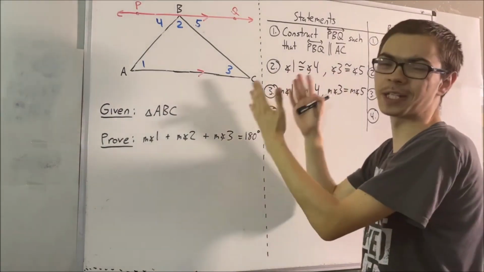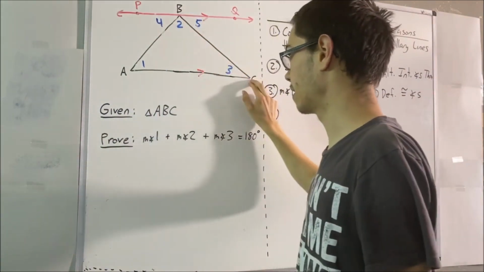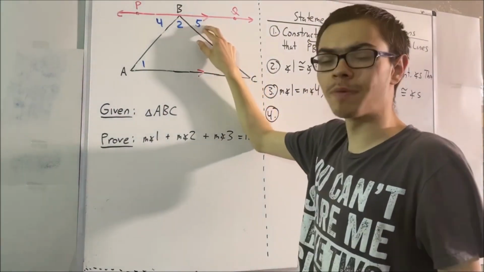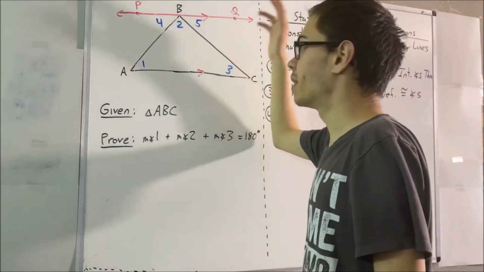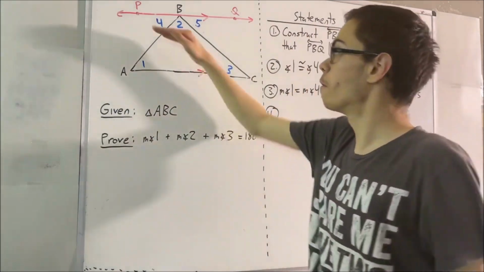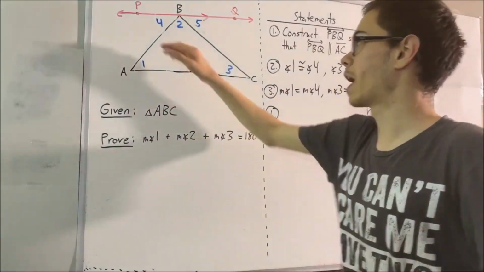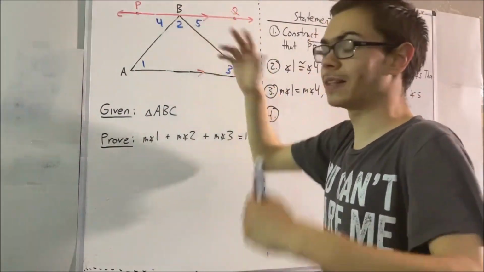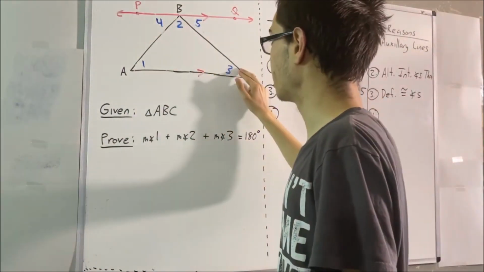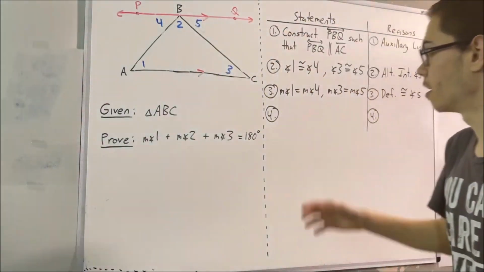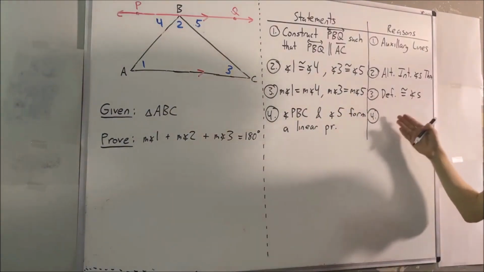Now, there's another observation that we can make about this figure. Notice that angle PBC and angle 5 form a linear pair, right? That is angle PBC and angle 5. Because those 2 angles together form a line. They form line PBQ. And we know when we have 2 angles that form a line, that's the definition of a linear pair. So that's why angle PBC and angle 5 form a linear pair. And we could say that for step 4. And this comes from the definition of a linear pair.